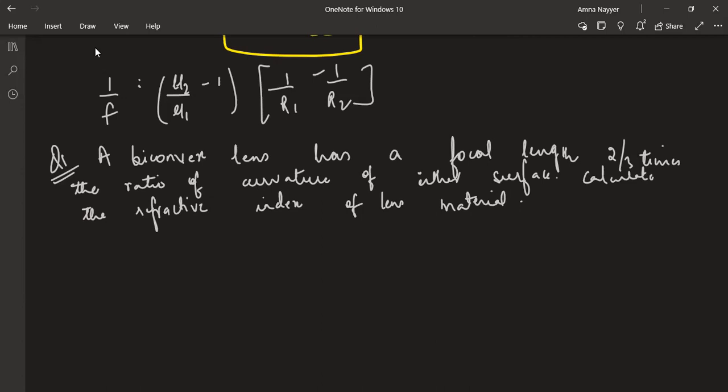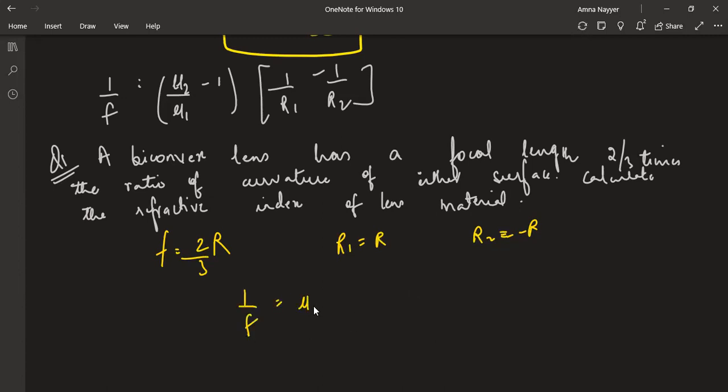See, a biconvex lens has a focal length 2/3 times the radius of curvature of either surface. Now, see, you have to calculate the refractive index of the lens. So, focal length is 2/3 times the radius of curvature. R1 is R, so R2 will be minus R. Why R2 will be minus R? Because it's a biconvex lens.